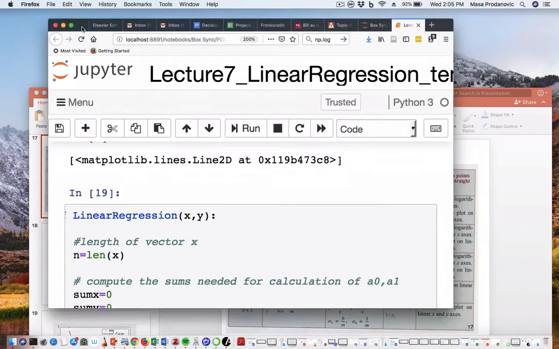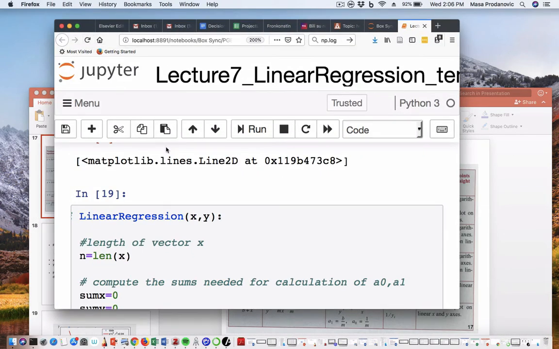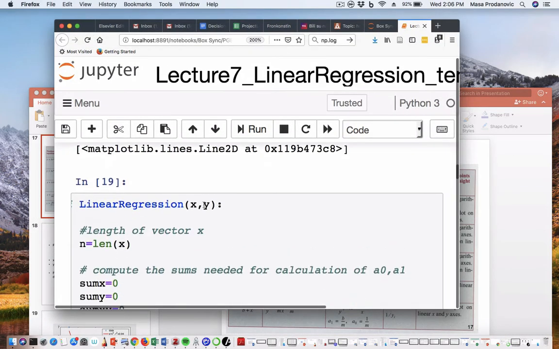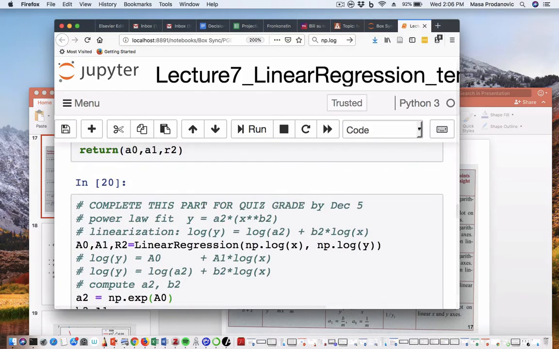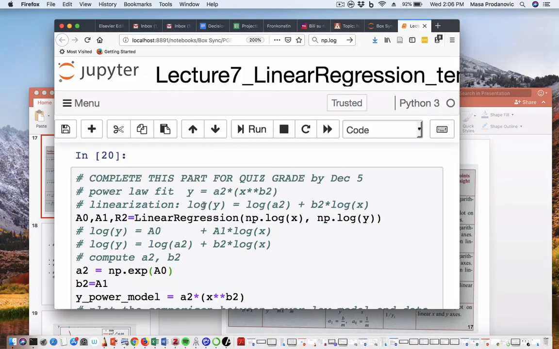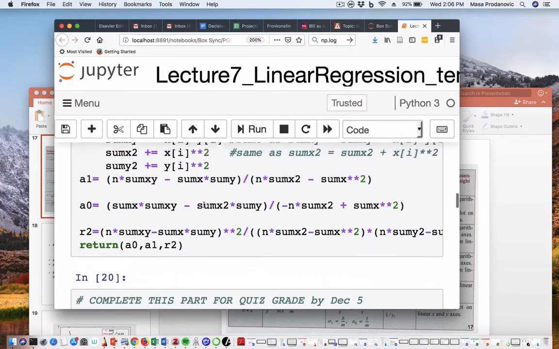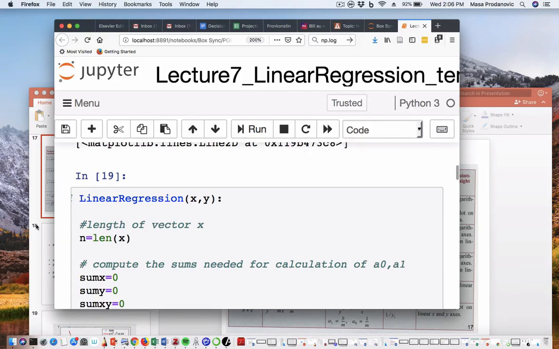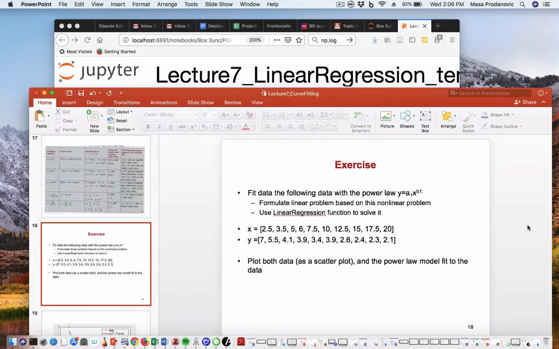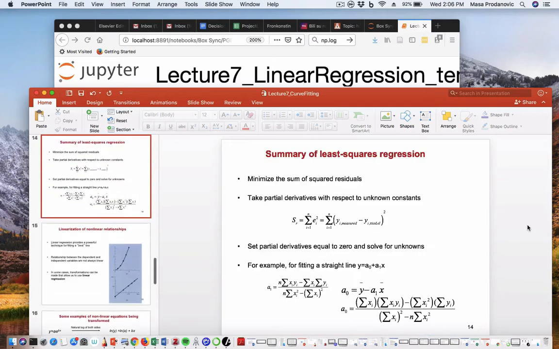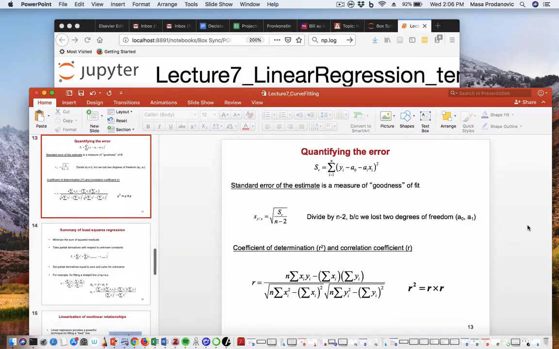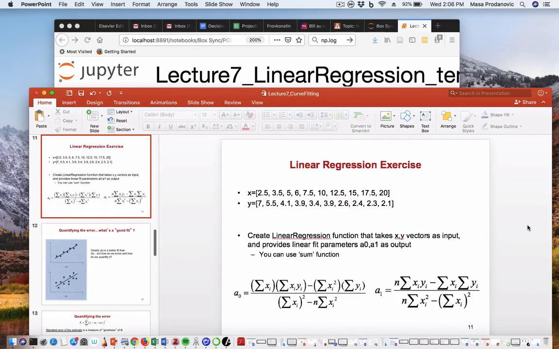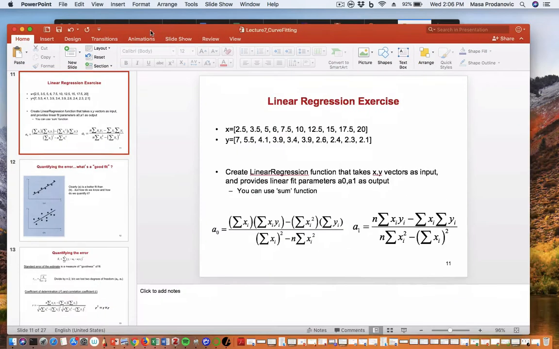So I asked you last time to finish up that power law model, power law fit. So let's quickly review how it is going. Our code for linear regression was simply, we had the exercise where we simply coded up linear regression.